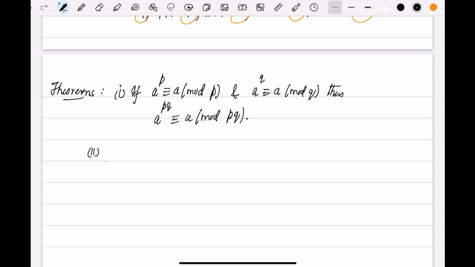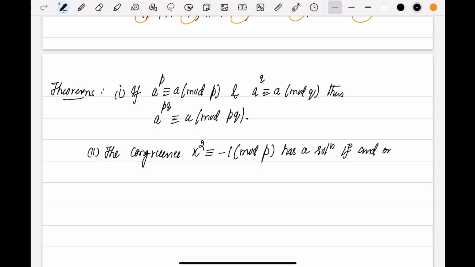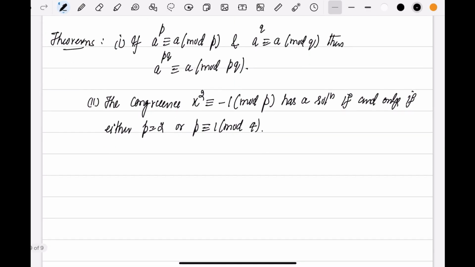Another one is the congruence x^2 is congruent to -1 mod p has a solution if and only if either p is equal to 2 or p is congruent to 1 modulo 4. So therefore the only possibility that this congruence has a solution is either p must be 2 or p must be congruent to 1 modulo 4.